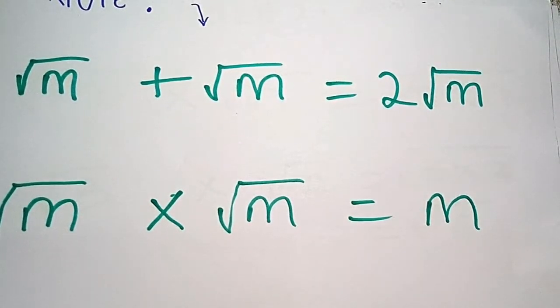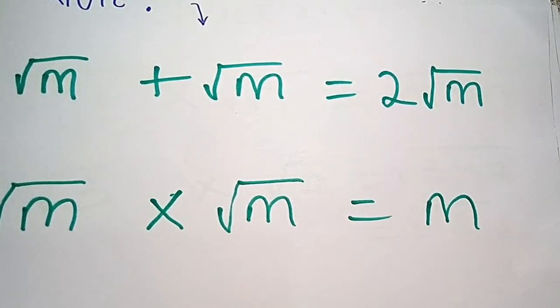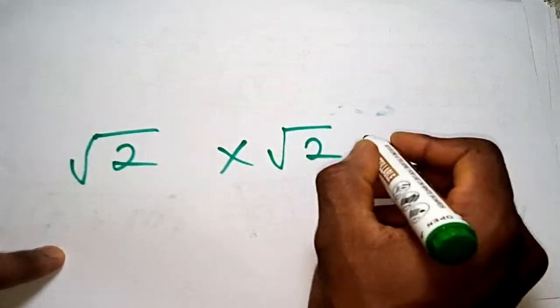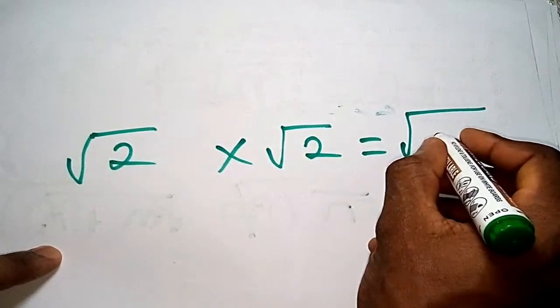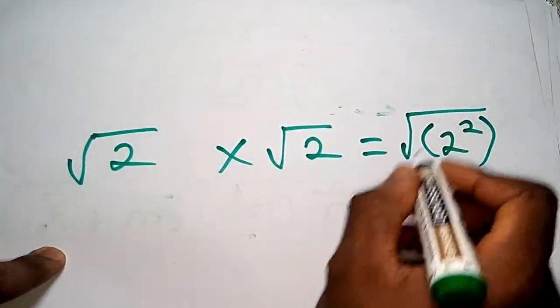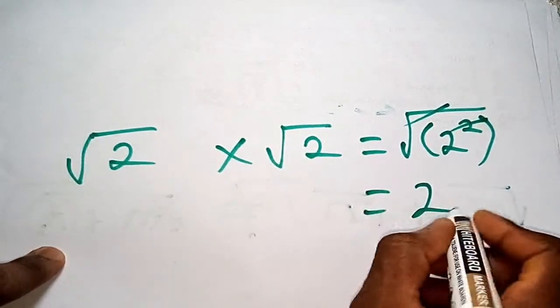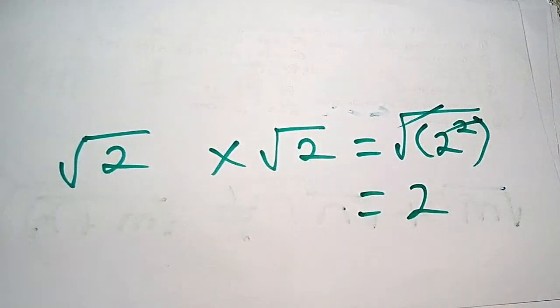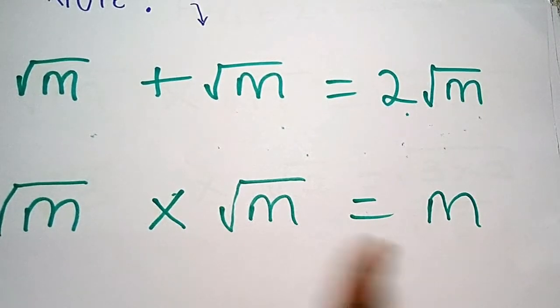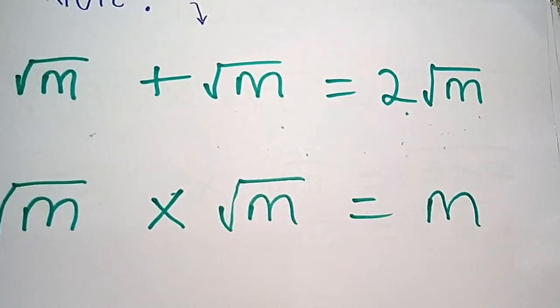Now the reason is because if you have this, root 2 times root 2, you automatically get the square root of 2 squared, right? Now the square and the root cancel out, and we just get 2. So that's the reason for us to get that 2 as the answer. So for multiplication only, we get root m times root m to give us just m. So that is a very important rule.